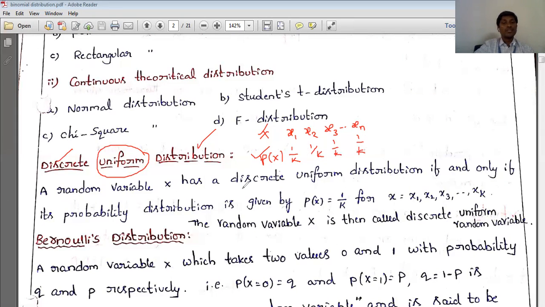A random variable capital X has a discrete uniform distribution if and only if its probability distribution is given by P of x equals 1 by k for x equals x1, x2, x3 and so on up to xk.